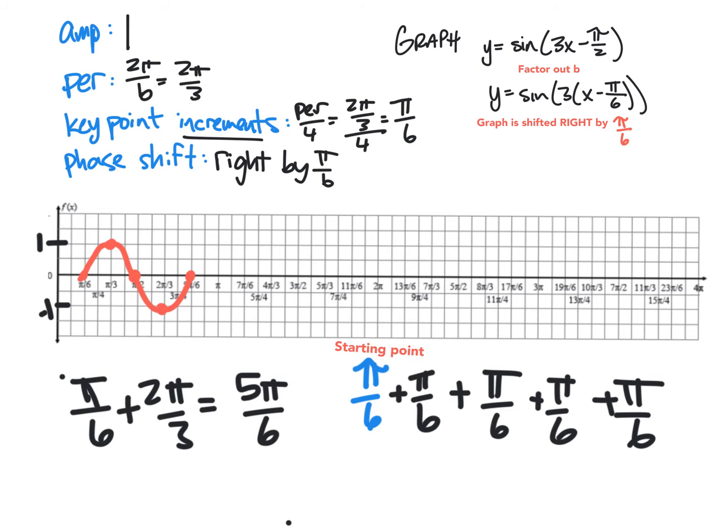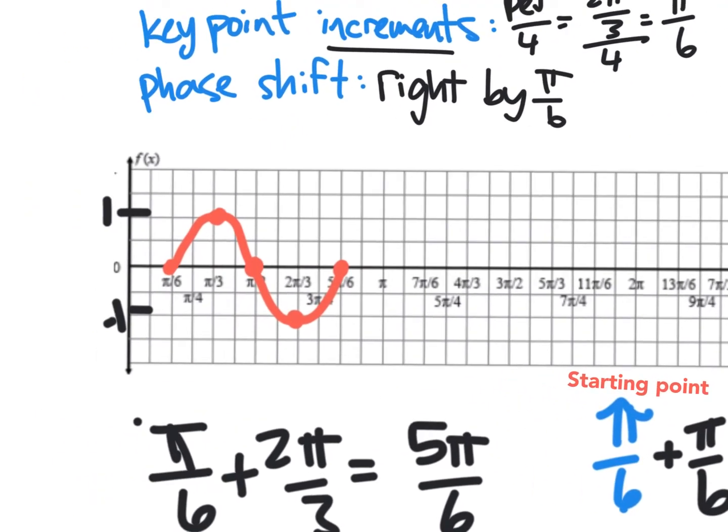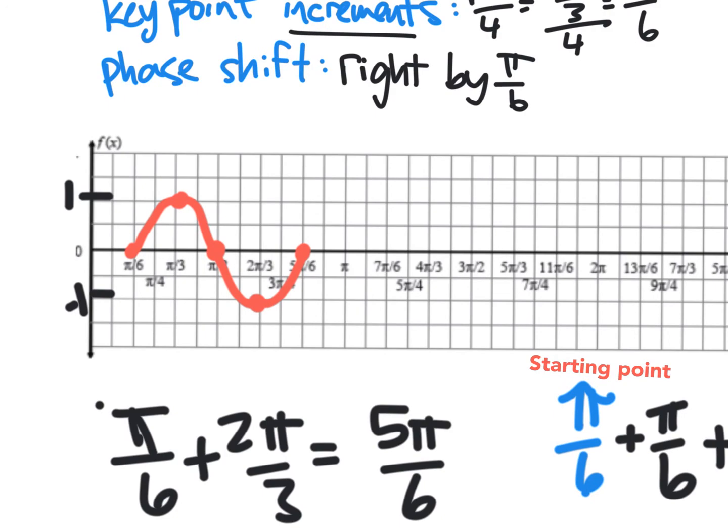And if I wanted to do 2 full cycles, I could continue. But that would be the function right there. And just to make it a little bit easier to see, you can see that we started at pi over 6, went to pi over 3, pi over 2, 2 pi over 3, and 5 pi over 6.